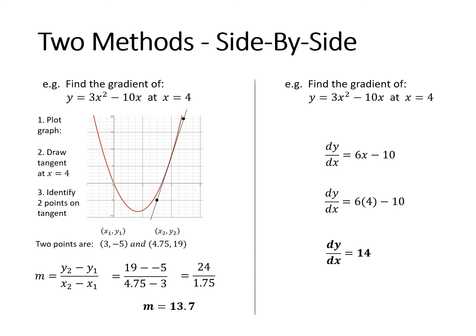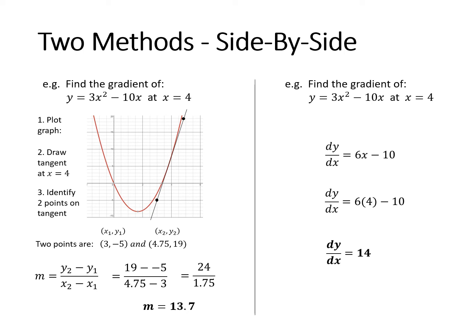So let's compare the two methods. Here they are side by side. If you look at the first side, we've got the graphical method. We had to plot a graph, draw a tangent, find 2 points, and then find the gradient between them. And the second method, on the right hand side, is the differentiation method, where we had to differentiate the equation, put the number in and get the answer.